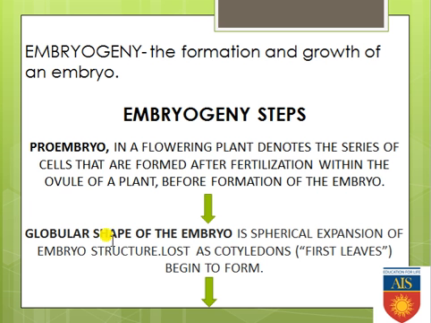Proembryo further develops into a globular shaped embryo. This obviously happens due to the spherical expansion of the proembryo structure, and keep it in your mind, lost as cotyledons begin to form.